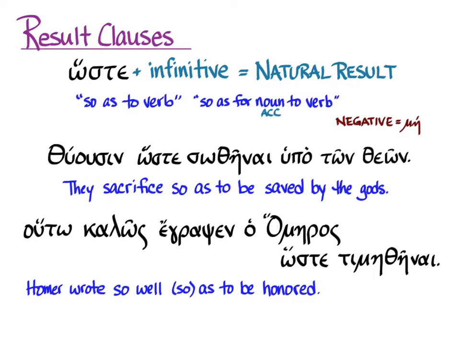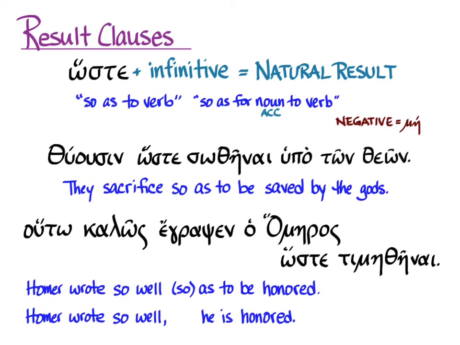I'm sure you can see that this is something we express in English in a less clunky way than "so as to be honored." We could also say, Homer wrote so well that he is honored. And English will even very often do, Homer wrote so well, he is honored. And we in English will understand in either of those cases that what we're talking about is the result that you might expect, the natural result that you would expect naturally from the quality of his writing.